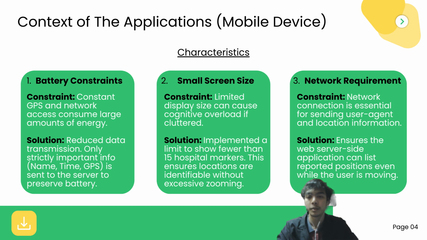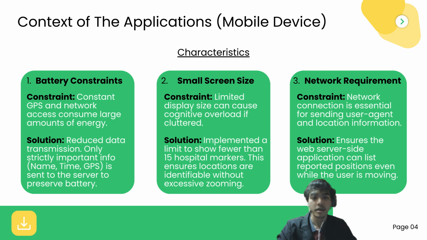unable to click anything. So the solution for this small screen size is we implement a limit to show only a few hospital markers to ensure locations are identifiable without excessive zooming. So there's a strict limit on it. The app only calculates the distance and only shows the nearest hospital to keep the interface clean and usable on a small screen.